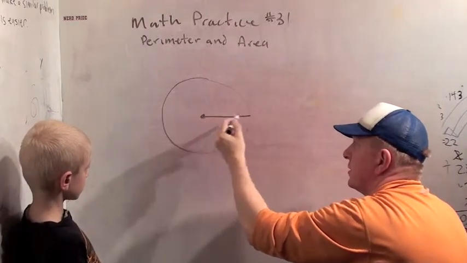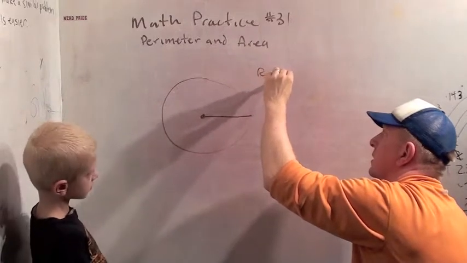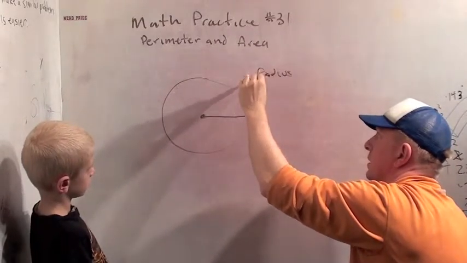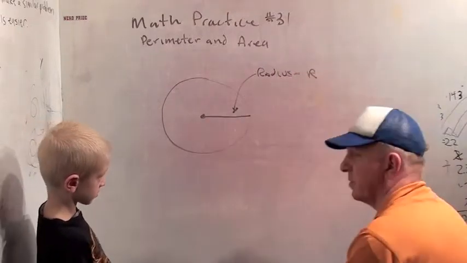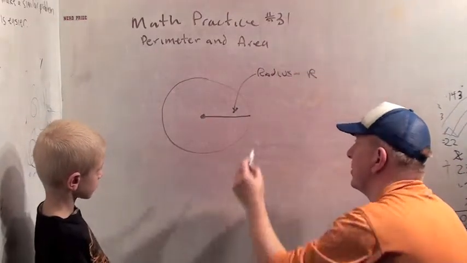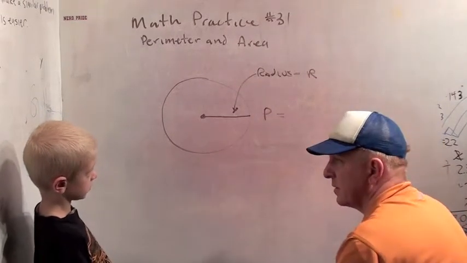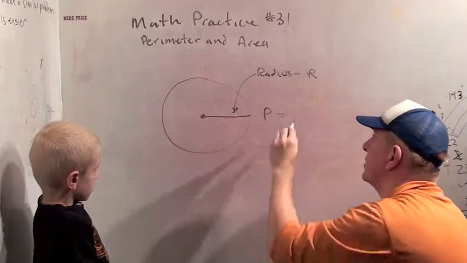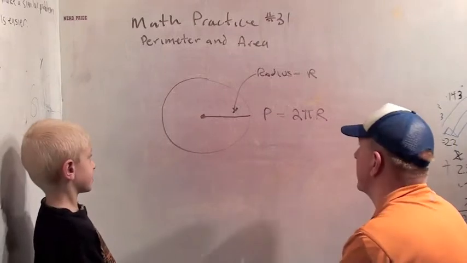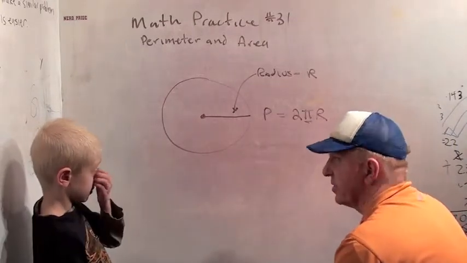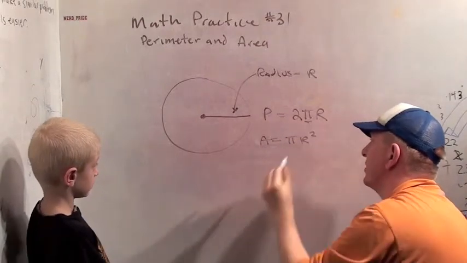The distance from the middle to the edge is called the radius. Have you ever heard that before? Yeah, I've read a book. You read a book that talked about the radius. The perimeter of the circle, I'm just going to write it as P, is a special number, 2 pi times the radius. Pi is a really special number. And the area is pi times the radius squared.